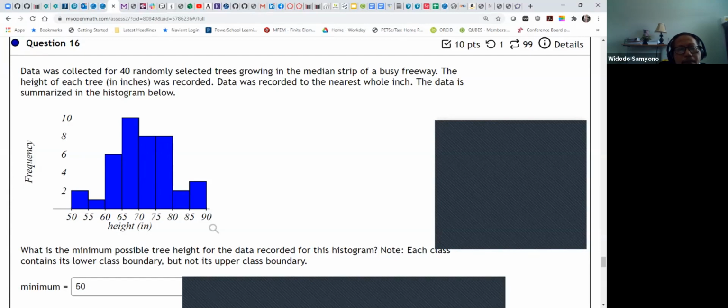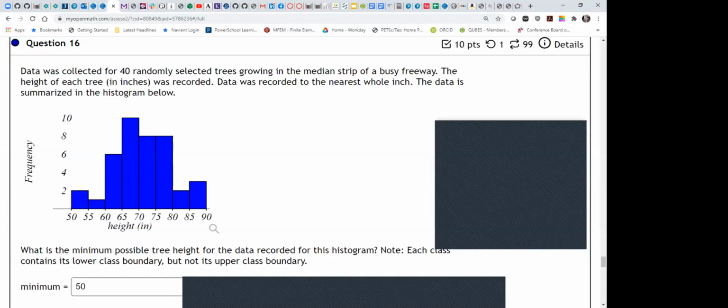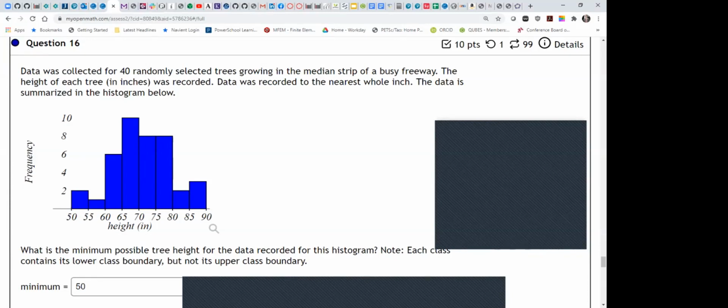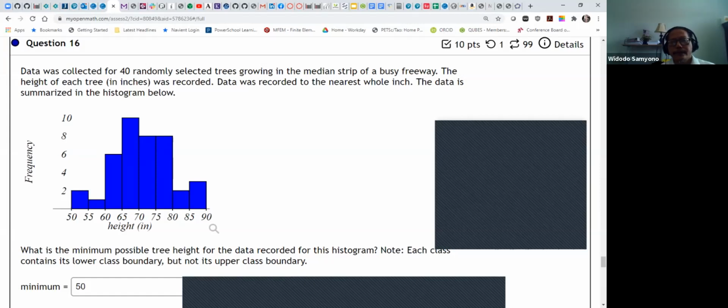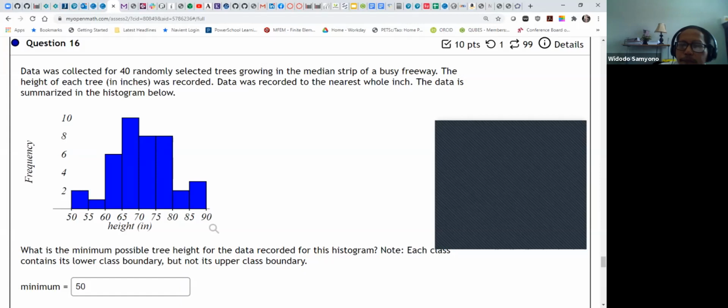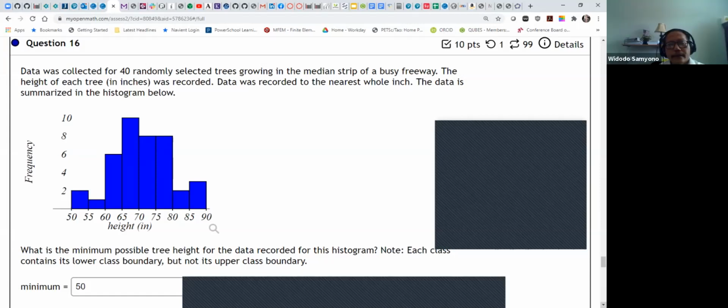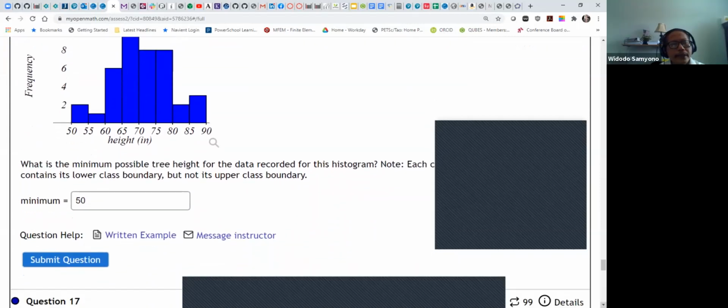Okay. Does it make sense? So what would the answer for the maximum be? 89. Okay, yeah, that makes sense. You need to subtract 1 from 90. But this one is the minimum, so that means it's automatically the number they're looking for, right?